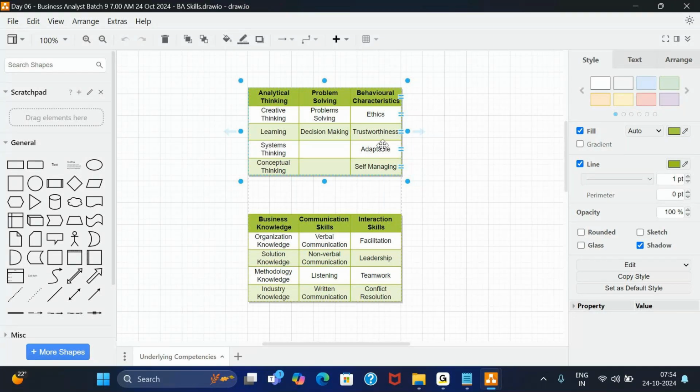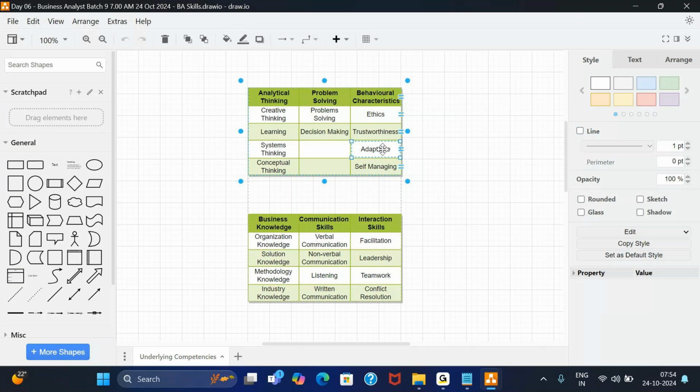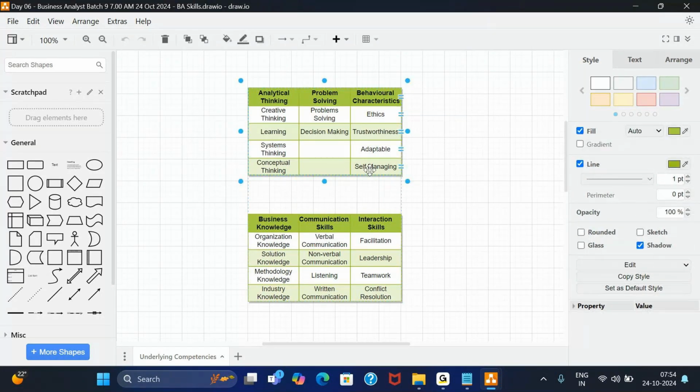The next is being adaptable to different situations. And the last part is self managing. As a BA, you will be mostly working alone. When you are working alone, the managers should not come and question you: how much work have you completed, what is still pending, what is still left, you were supposed to finish the work in 2 days, why did you not complete the work in 2 days? How are you planning to address the problem now? All those kinds of things should not happen.